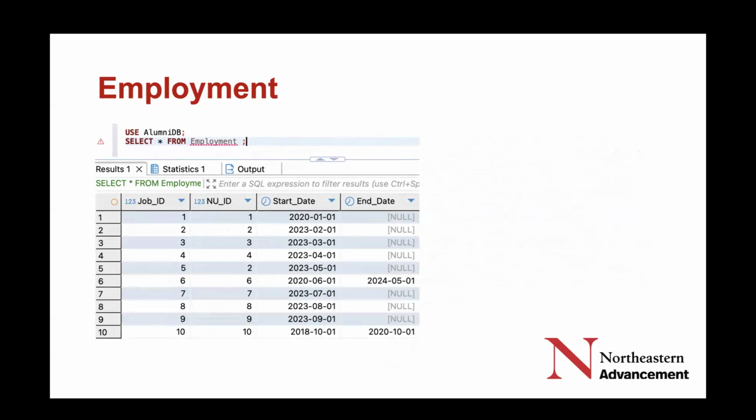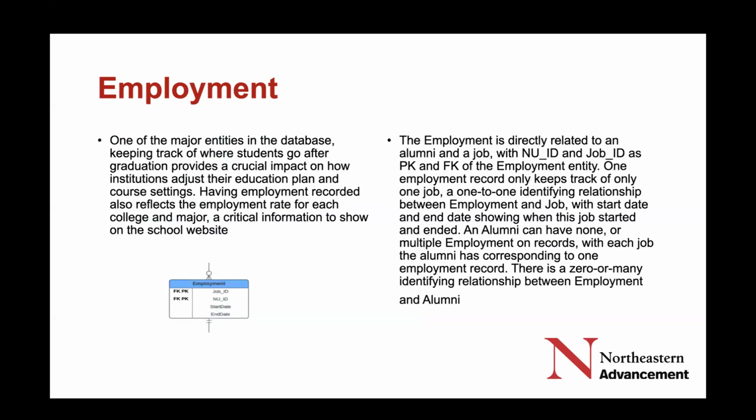It has a one-to-one relationship with the job table, where each record reflects one specific job. However, alumni can have multiple employment records, which also allows us to track career changes or multiple roles over time. This table directly ties to alumni outcomes and is a valuable source of data for us to show the employment by major or college on our alumni management database. Next, please.